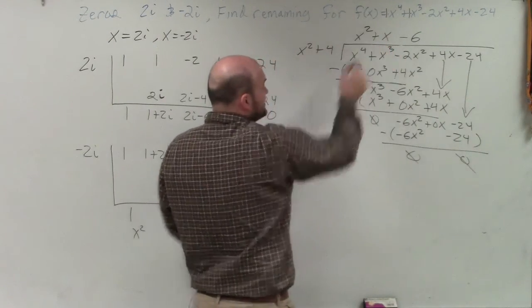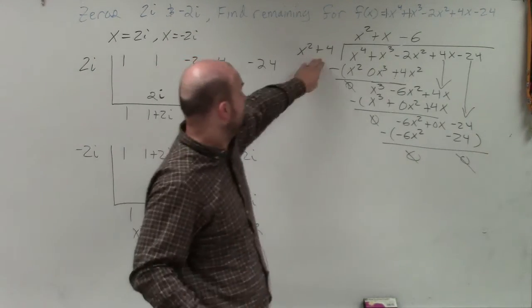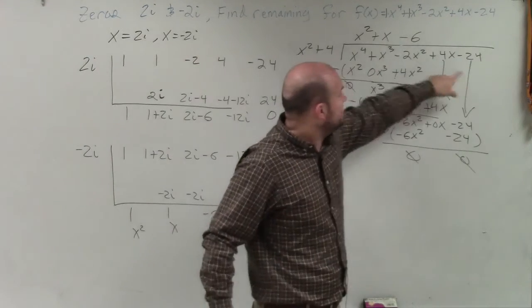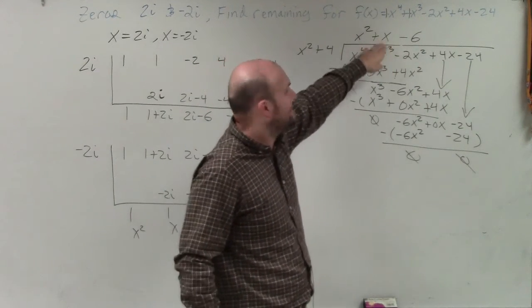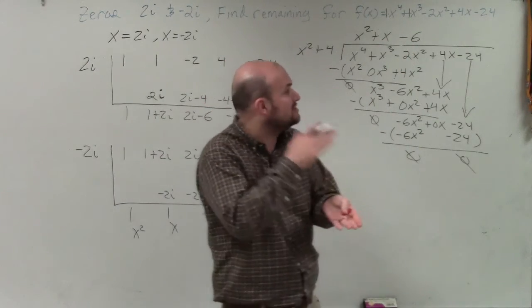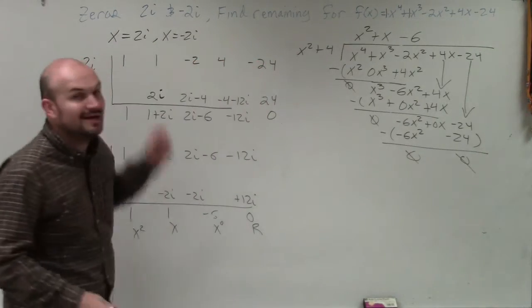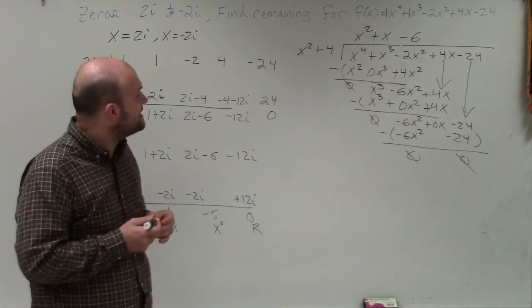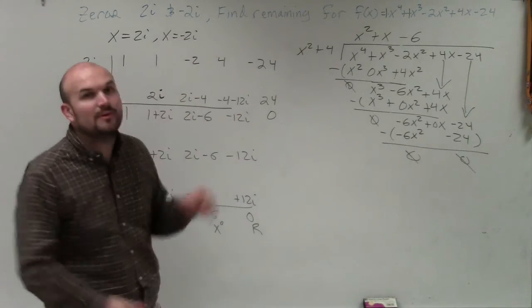Therefore, I take the factor I got from my complex zeros and divide that into the polynomial to get my other factor, which is the quotient. Then, as I already showed you, I can factor that down. So your zeros, again, are negative 3, positive 2, 2i, and negative 2i. There you go, ladies and gentlemen. That is how you find the remaining zeros when given two imaginary zeros.